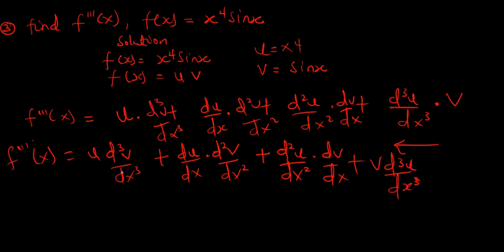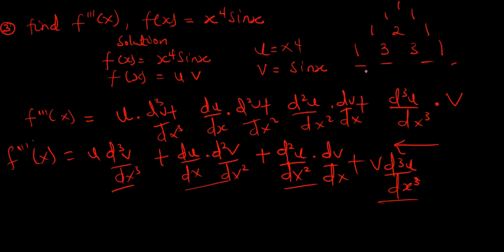So how many terms do we have here? We have 1, 2, 3, 4. We have 4 terms here. So we have to expand the Pascal triangle up to the fourth row, so we have four coefficients. We have 1, 1, 1, 1, 2, 1, 1, 3, 3, 1. So we have 1, 2, 3, 4 coefficients.